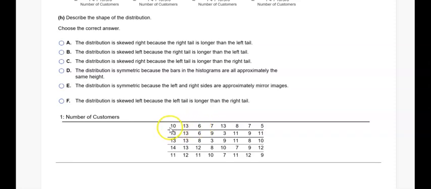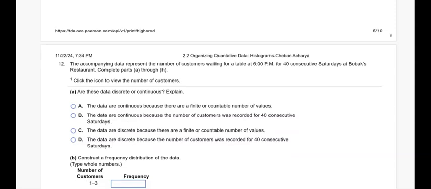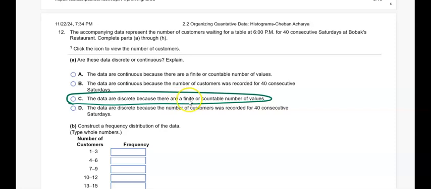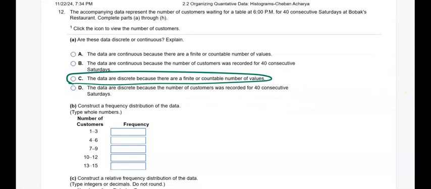So this data is obviously discrete, because this is countable. You can count how many persons are waiting. So the answer is the data is discrete. So part C is the answer for A. The data are discrete because there is a finite or countable number of values. There is a finite value, obviously. So that's part A.